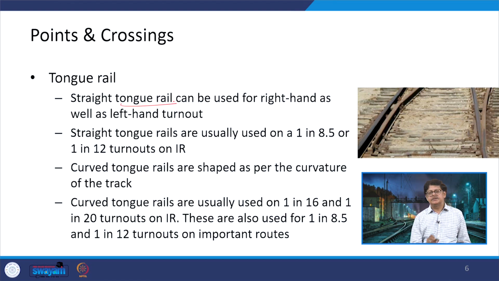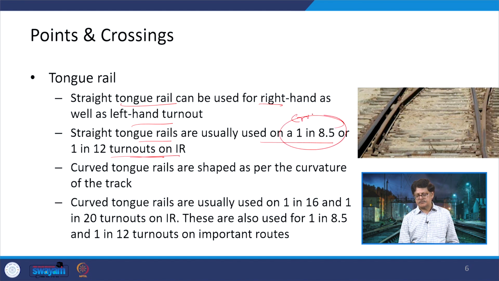Now, straight tongue rails can be used for right hand as well as left hand turnouts, and they are usually used on 1 in 8.5 or 1 in 12 turnouts on Indian railways. I said that this is the way the crossing is being defined. Just as with gradients it is 1 in n, here it is written as 1 in capital N, not small n, and this capital N is abbreviated here as the number of crossing.